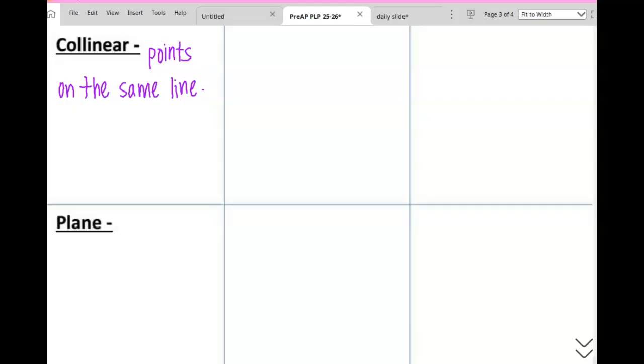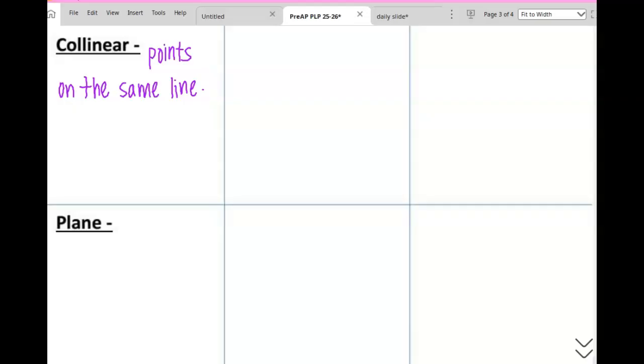And collinear is actually a tricky word because it creates another definition, which is the opposite of collinear. If the points are not on the same line, what do we call that? Non-linear. Non-collinear. And that's going to be part of the definition here.